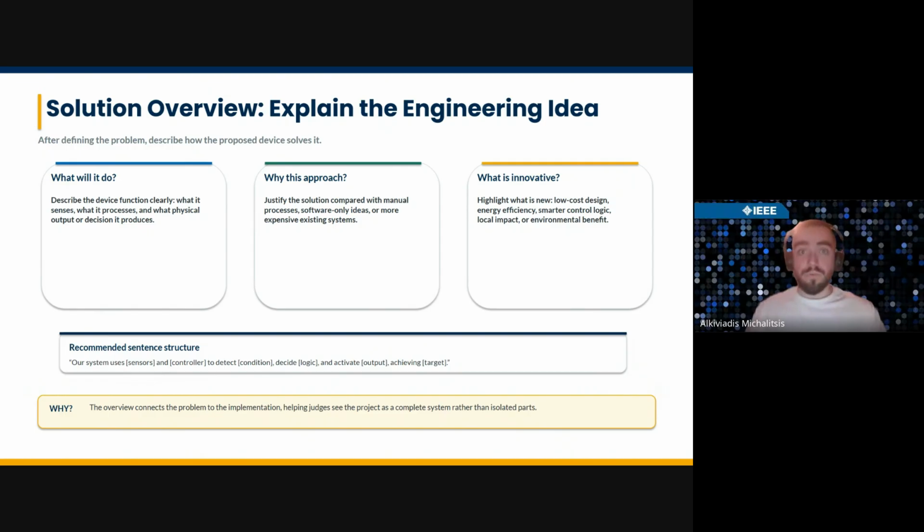Regarding now the solution overview, you should explain how you solve it. You explain the engineering idea. After defining the problem before, you should describe how your proposed device or system will solve it. So what will it do? You should describe the device functions clearly: what it senses, what it processes, and what physical output or decisions it produces.